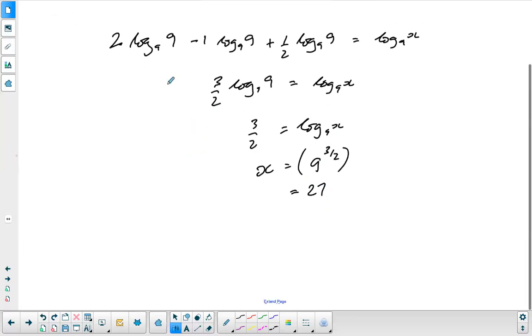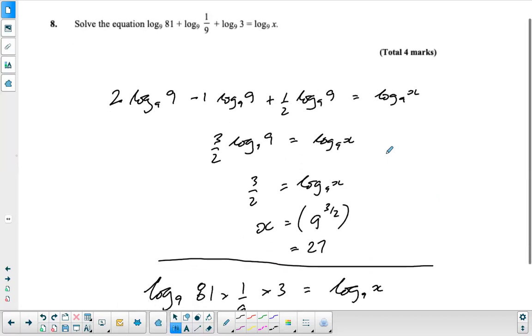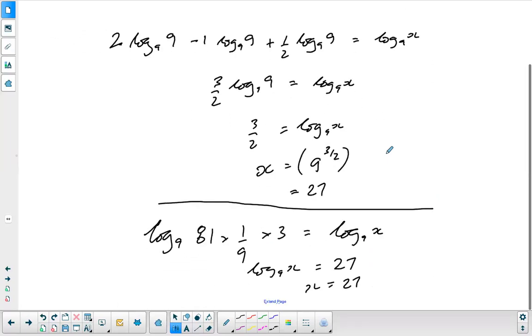I just realised as I was doing it, there's probably an easier way to do that, which is actually not to put everything in terms of nines. We could actually have done it by bringing those three things together: log to the base 9 of 81 times 1 over 9 times 3 is equal to log to the base 9 of x. So you get straight to x equals 27. Probably a little less work. So my instinct there to put everything in terms of log 9 turns out to be slightly longer than the alternative.